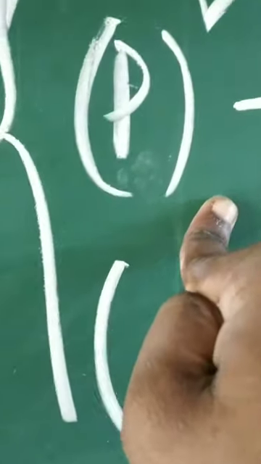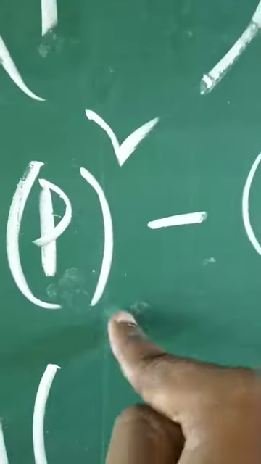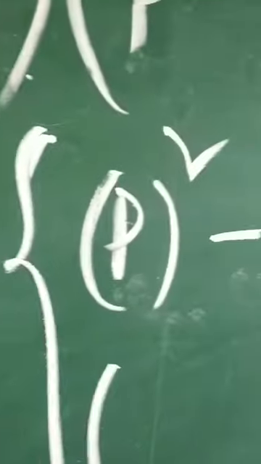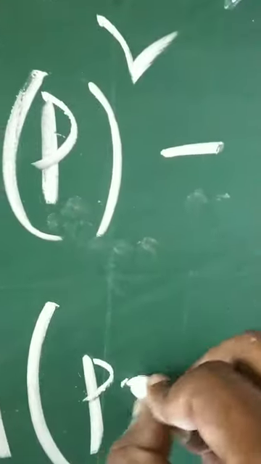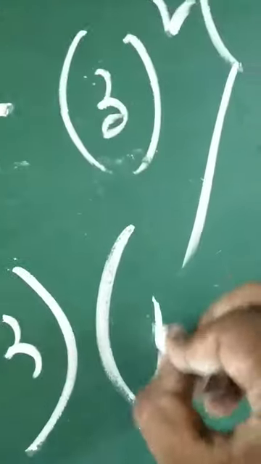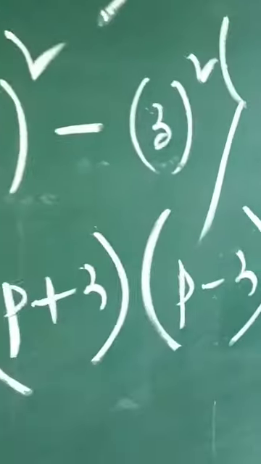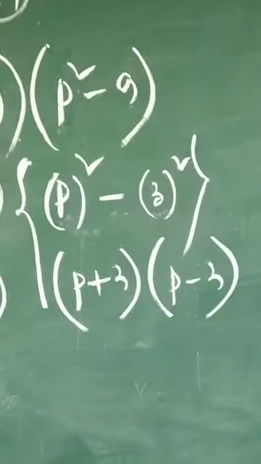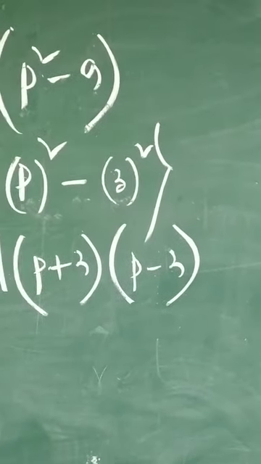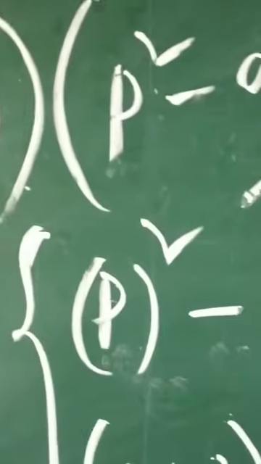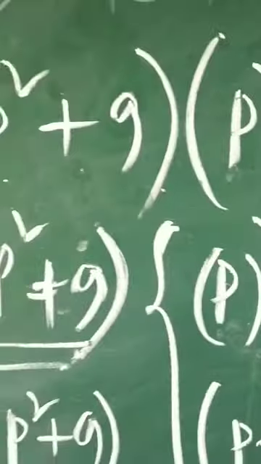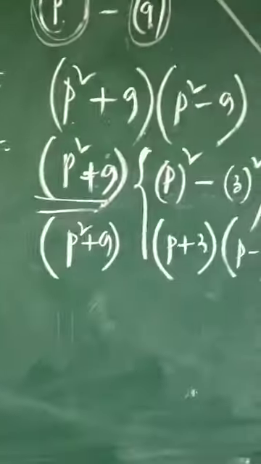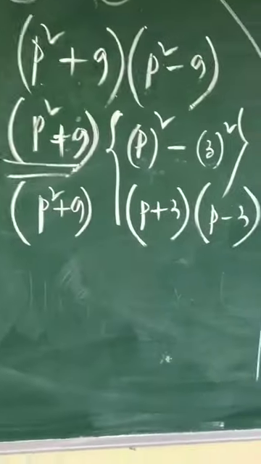This can be used as a square minus b square. So the identity is a plus b into a minus b. That's all. The answer is p square plus 9 into p plus 3 into p minus 3. So children, I'm over with this question. The answer will remain like this only.